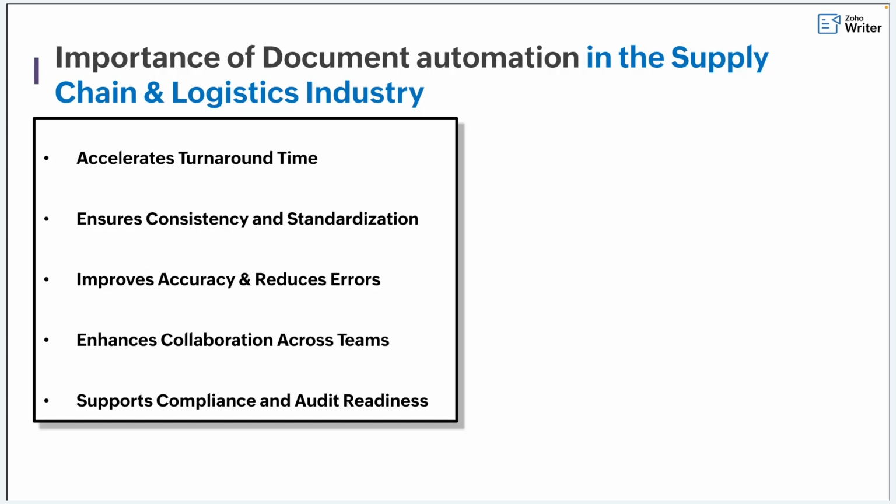And when it comes to consistency and standardization, Writer ensures your document follows a uniform format every single time. So no more copy pasting from old files or messing up brand guidelines. Plus, accuracy is a big win. Since Writer pulls data directly from your CRM, ERP, or spreadsheets, there is no manual entry, which means fewer errors and no duplication of effort.